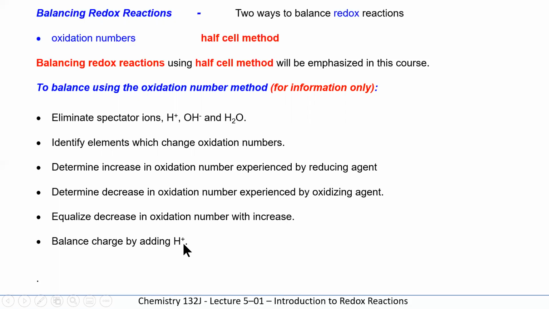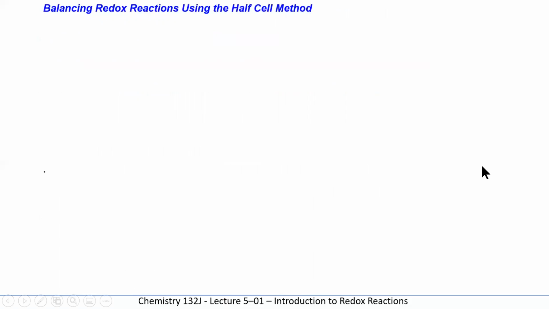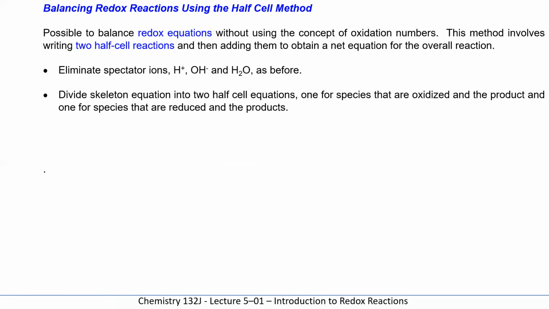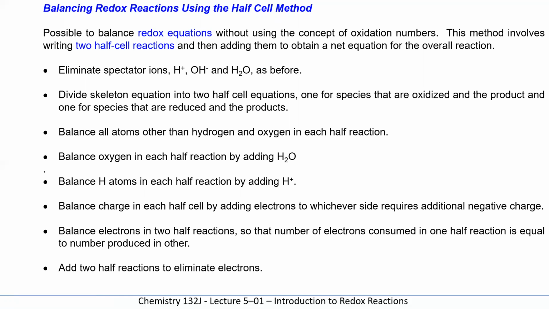And then, if you have to, you're going to balance charge using hydrogens and balance hydrogens. You're going to balance using waters as well. And then you can replace spectator ions if they were removed. So I'm going to show you some examples here using oxidation states, and here's the method for doing this particular technique.